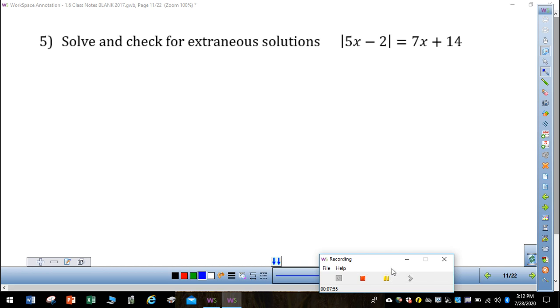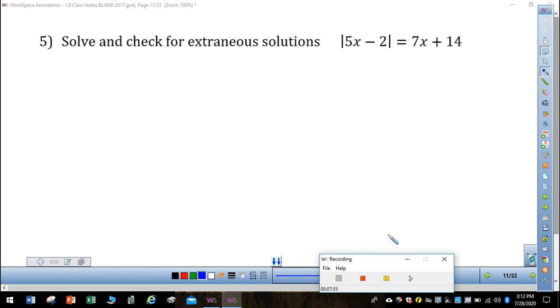We have one final absolute value equation. This one has a little bit more going on with it. Notice that on the left side, the absolute value part is already isolated. So unlike the last problem, we don't need to do additional steps to get it by itself. It's all ready to go.